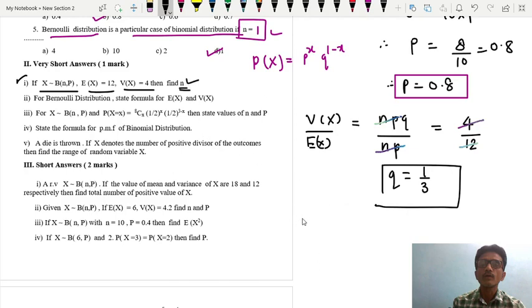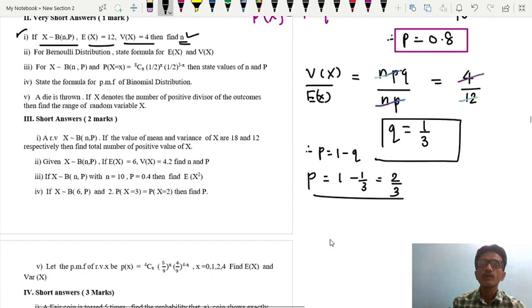So how do we get N? First of all we find P. Therefore P is equal to 1 minus Q, and it is 1 minus 1/3, which is 2/3. That means P is equal to 2/3. Then we have Ex. Ex is equal to 12. But Ex is np. We have to find N here.